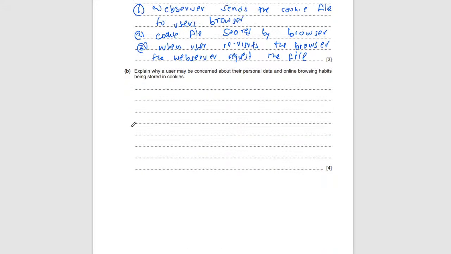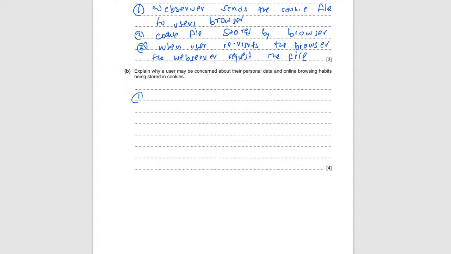Now it says, explain why a user may be concerned about their personal data and online browsing habits being stored in cookies. This is exactly what I was talking about. You have no option, right? Even big websites like Amazon, Wikipedia, Google, all of them have cookies. That's why when you search something you've searched before, it's there. Meaning they are taking your personal data, what you've searched before, but it's unavoidable, right? Because everyone's using it, and I think that's how cookies work.